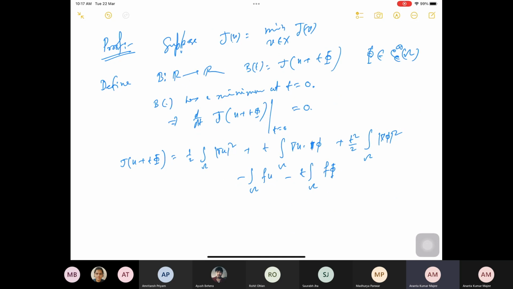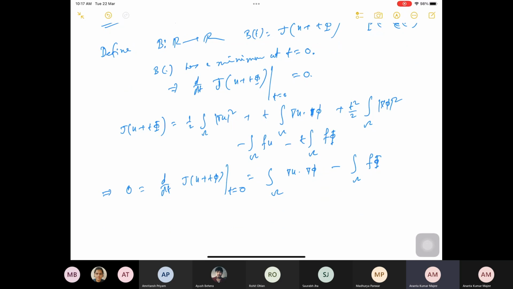So now what is this? If you differentiate it, my d/dt of J of u plus t phi at t equal to 0, if you differentiate with respect to t, I have this part, and then here I have t, but at t equal to 0. So the effective term is basically this term and then this term. So I have, this is nothing but the integral over omega of gradient u dot gradient phi minus the integral over omega of f phi. Is it not?